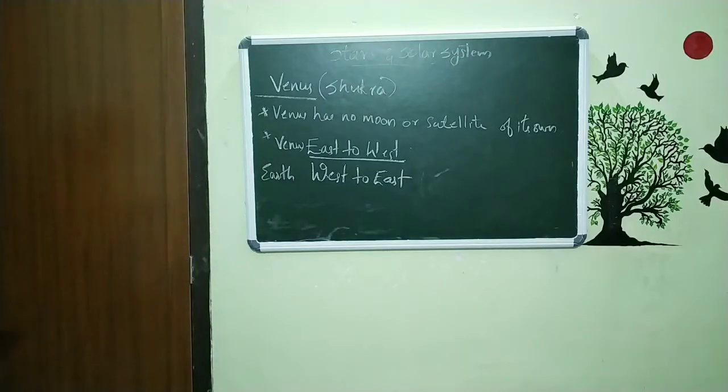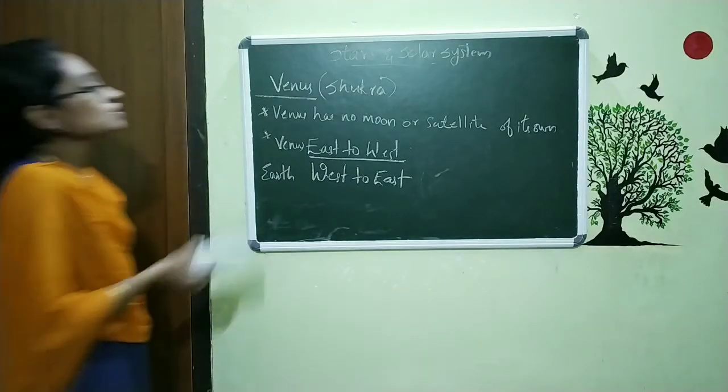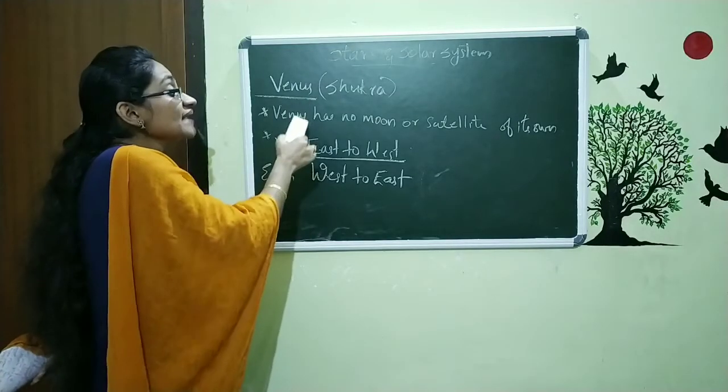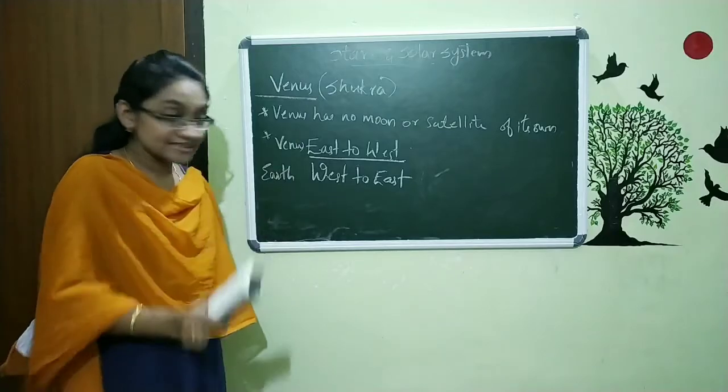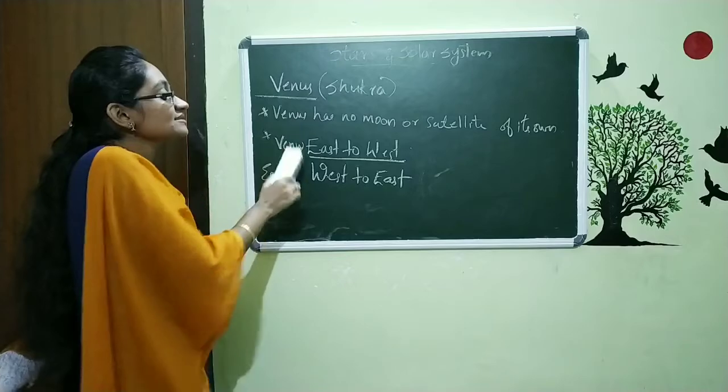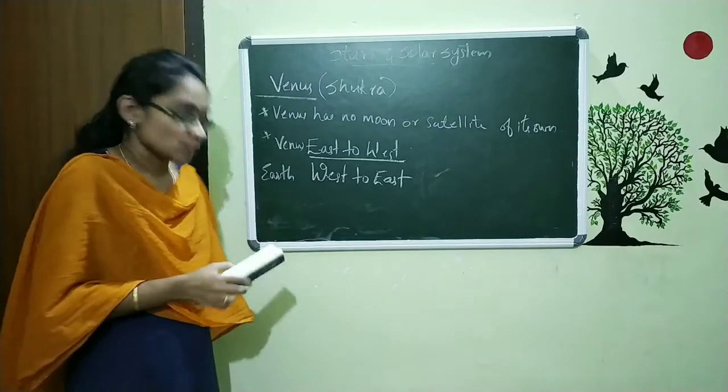That is about Venus. So it is over for Venus. We said all the things about Venus. And this Venus is having no moon or satellite of its own, and the rotation for this Venus is from east to west.